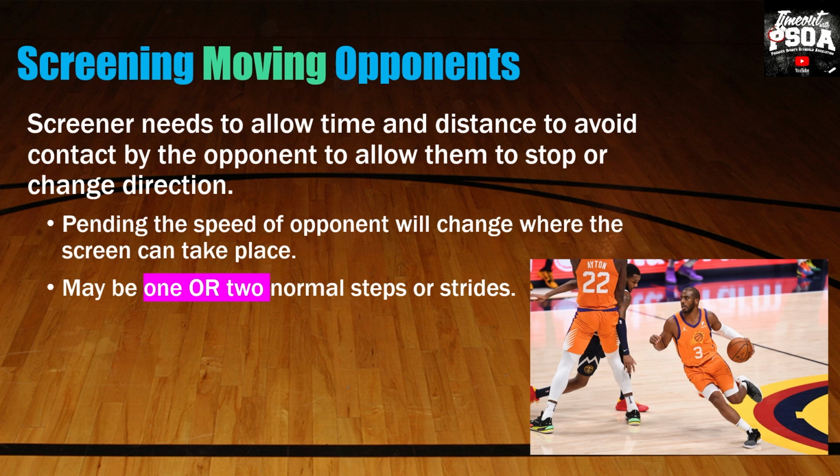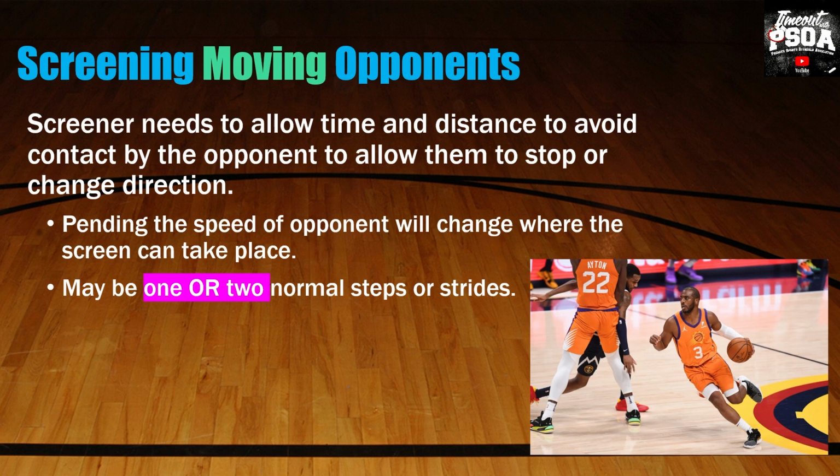So as an official, you just got to say, if it's a legal screen, in my judgment, enough time and allowance was given for that defender to stop or change direction. Or if you have it illegal, not enough time and distance for that defender to stop or change direction on that screen. A lot of times when we have illegal screens on these types of plays, it's the dribbler moving too quick before that screener is actually set in the proper time and distance location on the court to use it.